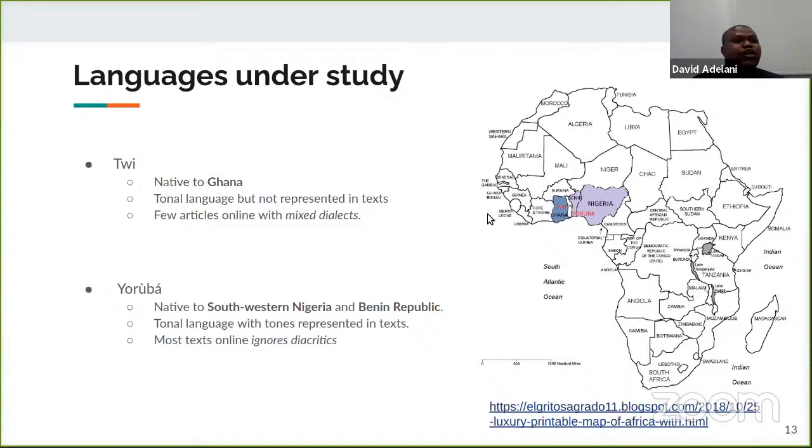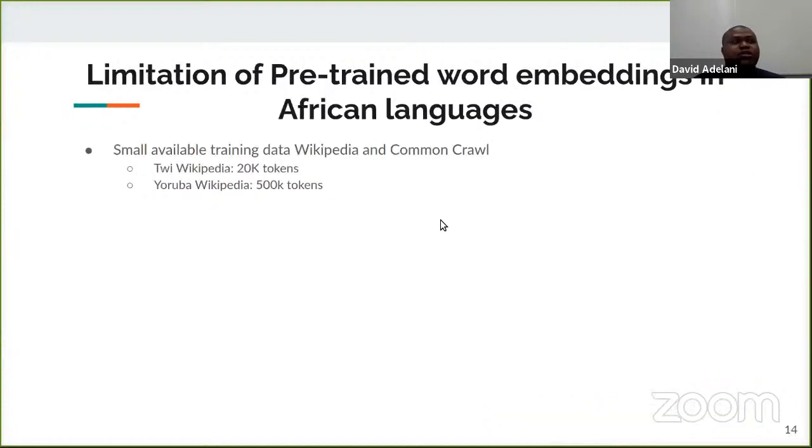Yoruba, native to Nigeria. Twi is tonal, but the tones are not represented in the text. But the problem is that they only have few articles online, and most of the articles also use mixed dialects. So that's one issue. And Yoruba is tonal, and the tones are represented in the text. So you have this diacritics problem. And most texts you find online actually ignore these diacritics. So we evaluated on these two languages.